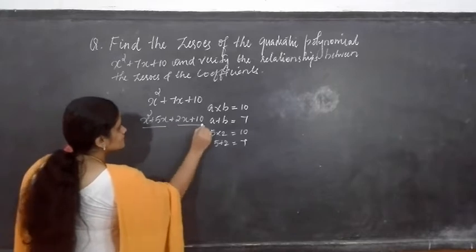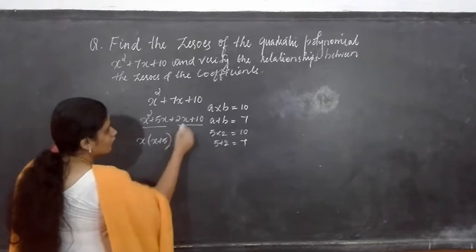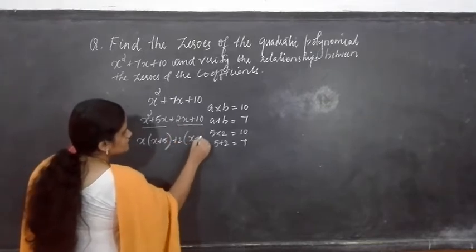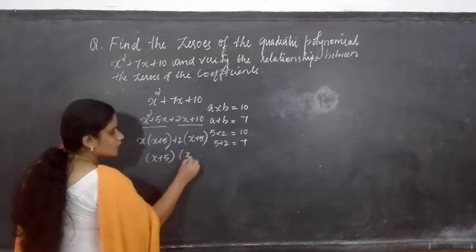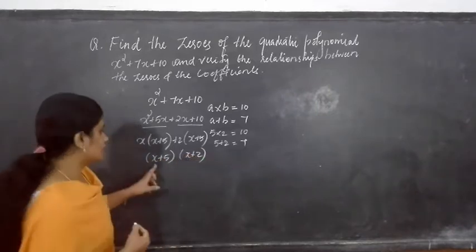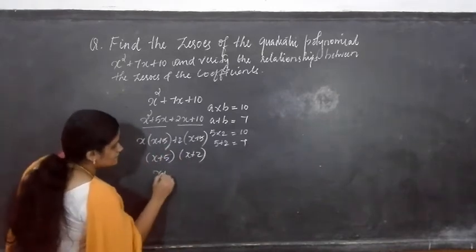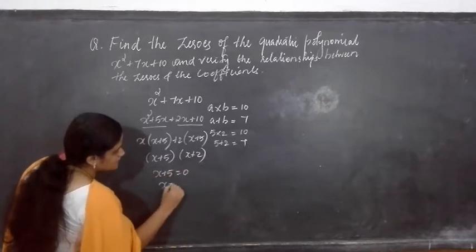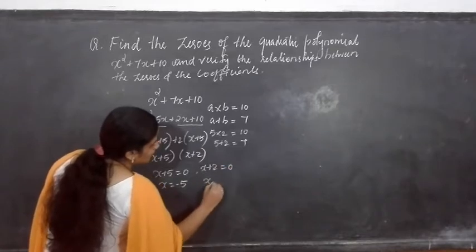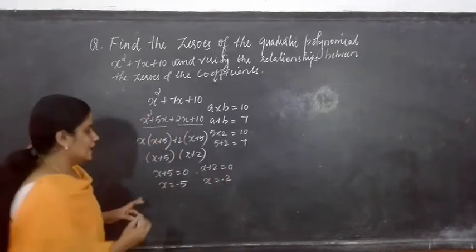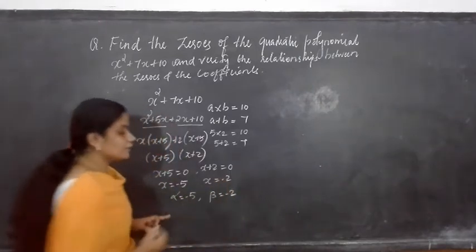Now x square plus 5x plus 2x plus 10. So we are factoring it. The common thing is x, so we have x plus 5. Here the common is 2, so x plus 5. Now again, x plus 5 into x plus 2. So we got the factors. Now equating this to 0, x plus 5 is equal to 0 where x is equal to negative 5, and x plus 2 is equal to 0 where x is equal to negative 2. Therefore alpha is equal to negative 5 and beta is equal to negative 2.